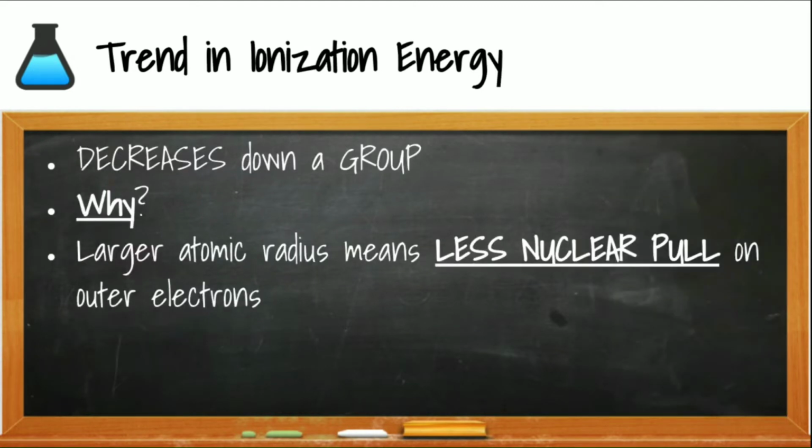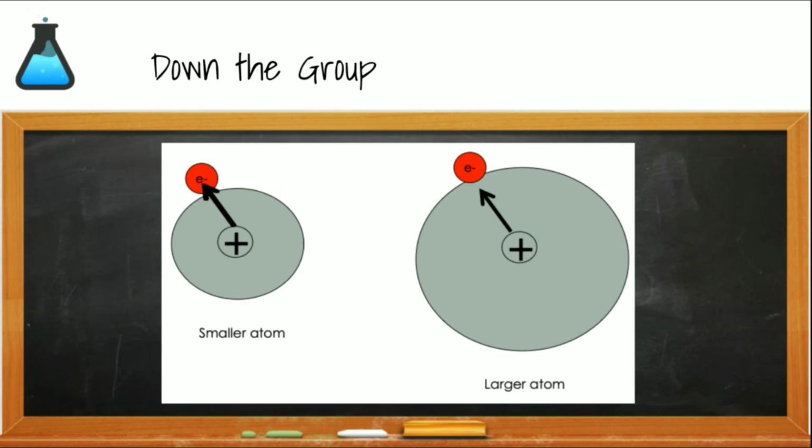Why does ionization energy decrease as we move down the group? Because as we have larger atomic radius due to more principal energy levels, there is less nuclear pull on those outer electrons, meaning it's easier to take them out. So as we go down the group and we add a ring of electrons known as a principal energy level, we decrease our nuclear pull, making our ionization energy lower.